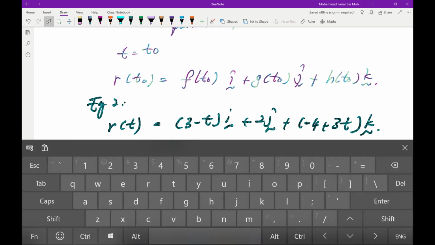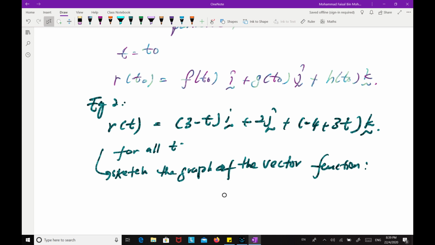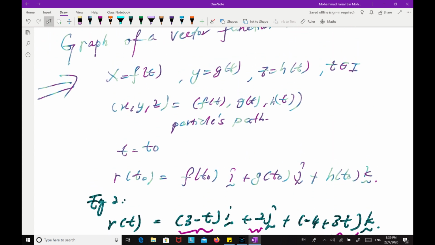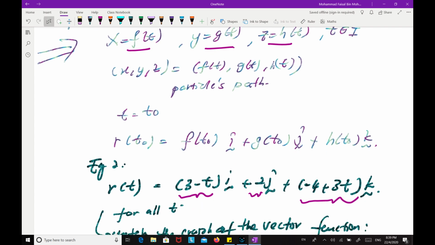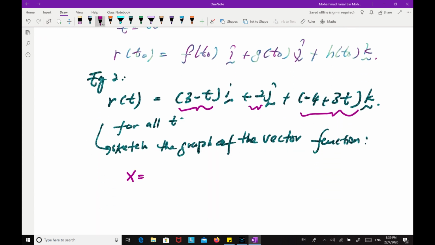First, you can separate this vector into x, y, and z. As shown here, x equals 3 minus t, y equals 2, and z equals negative 4 plus 3t.